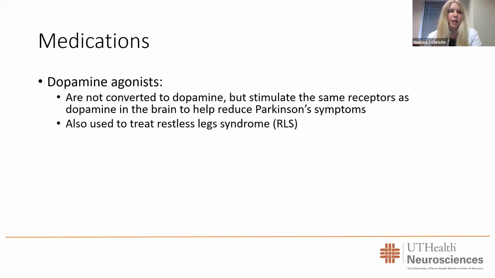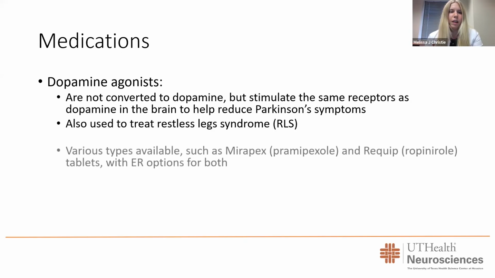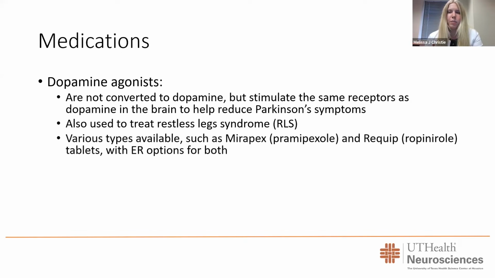And these medications are not just used for Parkinson's, they're also used for patients that have restless leg syndrome. So you may have yourself, friends, or family members that are familiar with some of these medications for that indication as opposed to just Parkinson's disease. There are several types on the market. There are two that are in tablet forms. I have both the brand names and the generics here. The brand names being Mirapex and Requip, which are pramipexole and ropinirole. And these medications have both extended release and immediate release options.